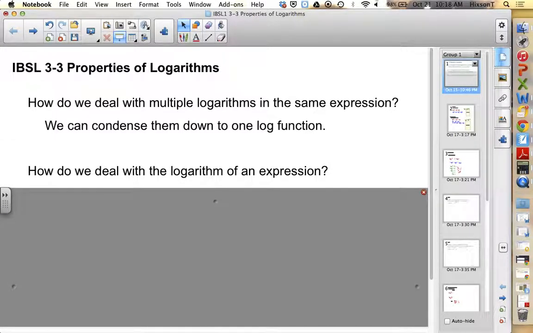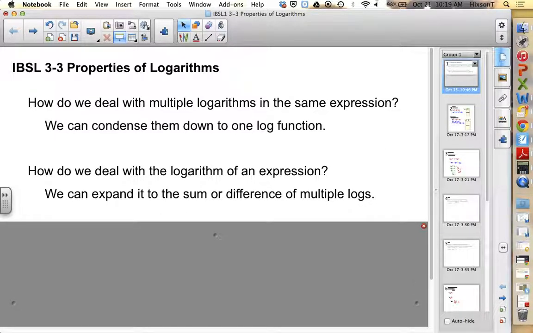Second question is, how do we deal with the logarithm of an expression? You know, we have log of, and it's not just the log of x, it's the log of x squared plus 3x minus 5, or something like that. How do we deal with that? We're going to expand it to the sum or difference of multiple logarithms.